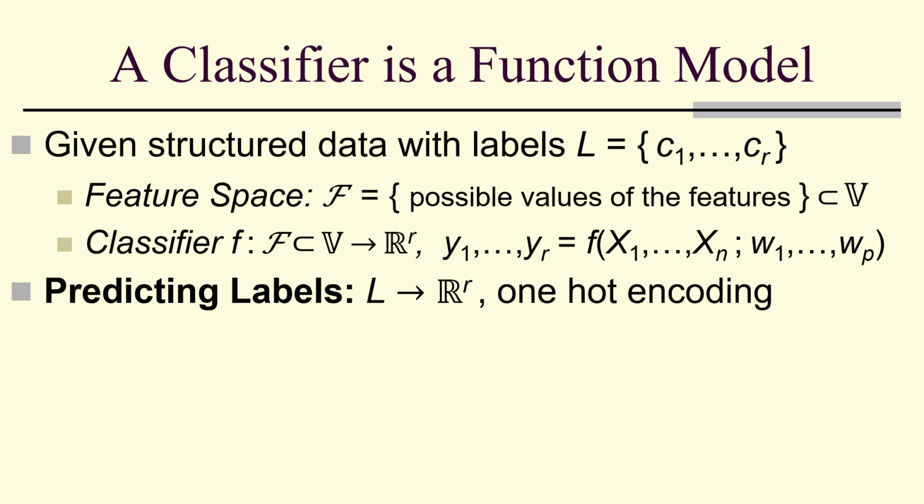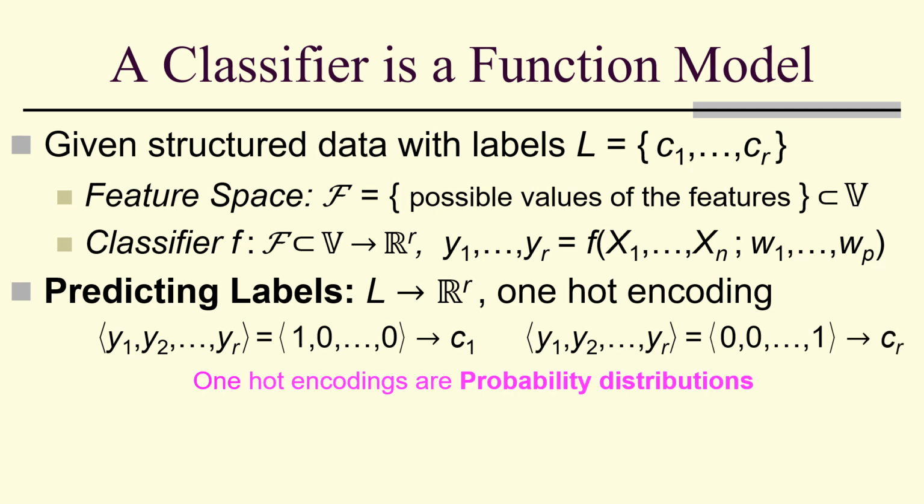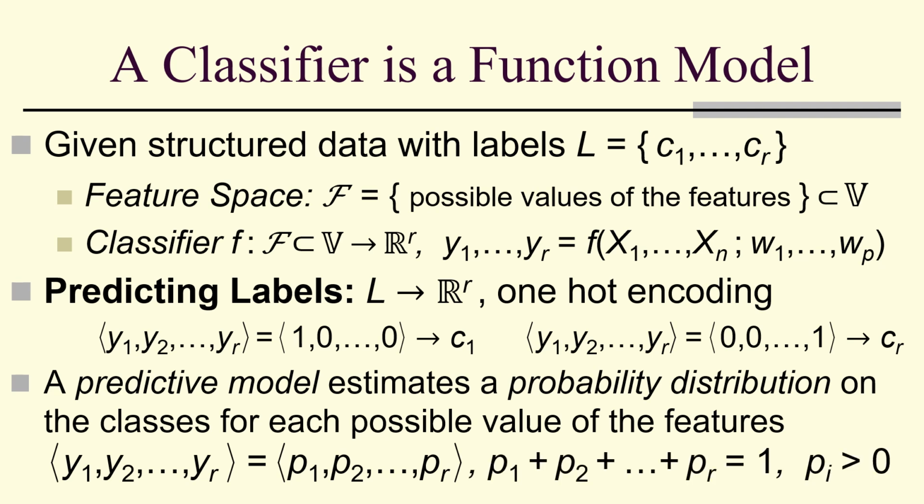When we predict labels, we tend to use one-hot encoding. So y1 to yr goes to 1, 0, 0, 0, that means we predict C1. If y1 to yr goes to zeros and then a 1, that predicts CR. Notice these are probability distributions, so it's a natural step to say that we're going to estimate a probability distribution on the classes for each possible value of the features. So y1 to yr is equal to p1 to pr, which sum to 1 and are greater than 0.